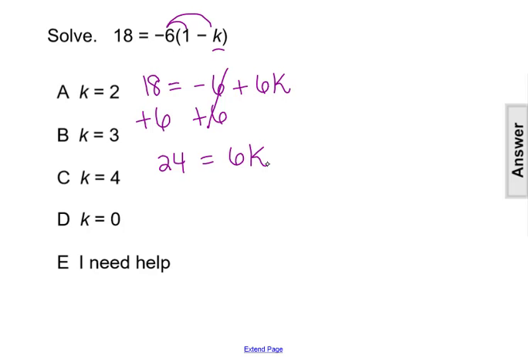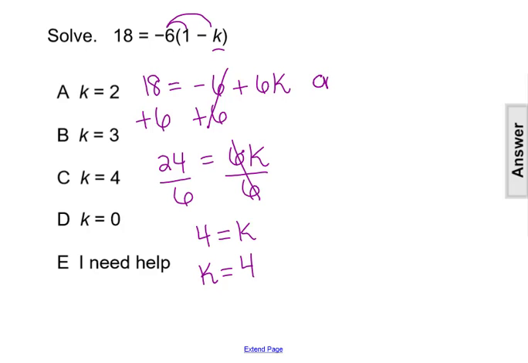It's 6 times k. So now to undo that multiplication, we'll divide by 6 on both sides, leaving us with 4 equals now just k, or if we switch sides of the equal sign, k equals 4. That would be our solution, and we solved it with our first step being the distributive property.